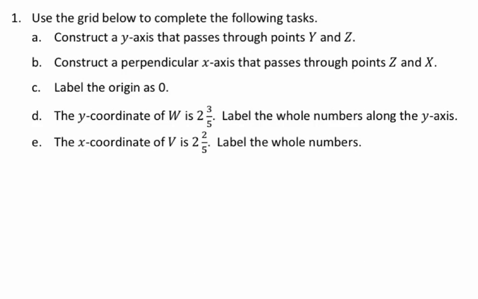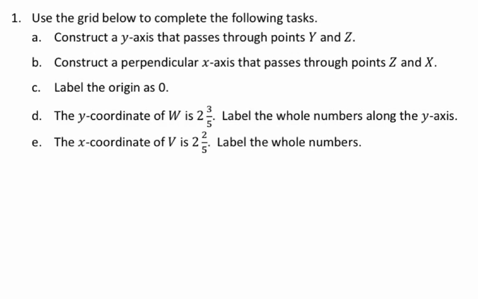We're going to construct a perpendicular x-axis that passes through points z and x. We're going to label the origin as 0. The y-coordinate of w is 2 3/5. We're going to label the whole numbers along the y-axis. And E says the x-coordinate of v is 2 2/5, and we're going to label the whole numbers.